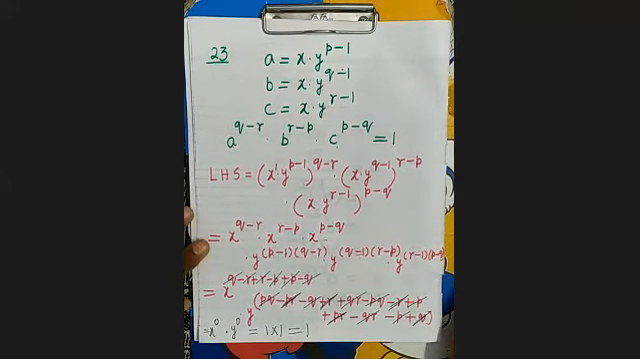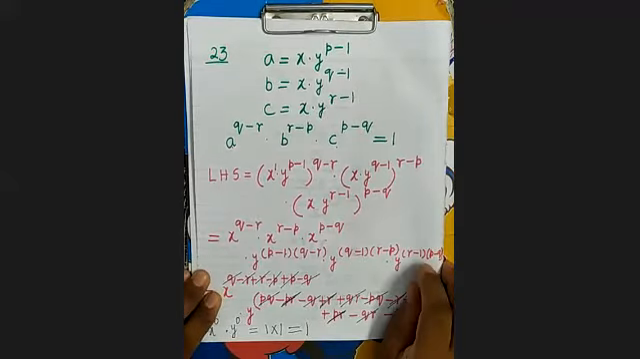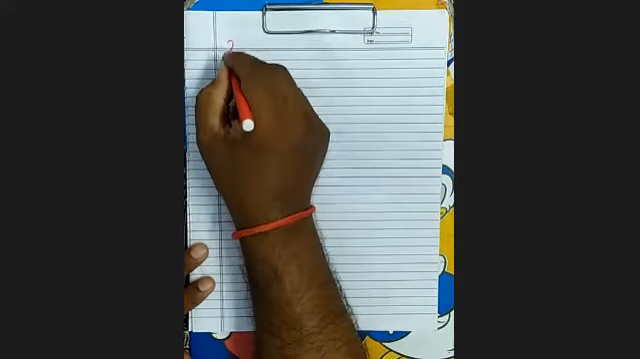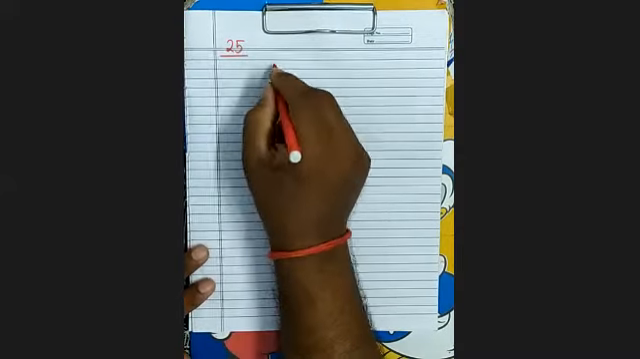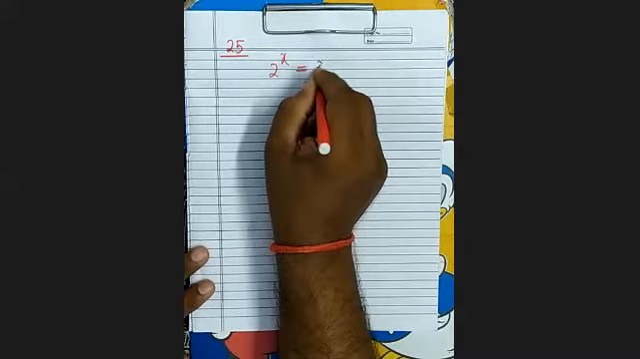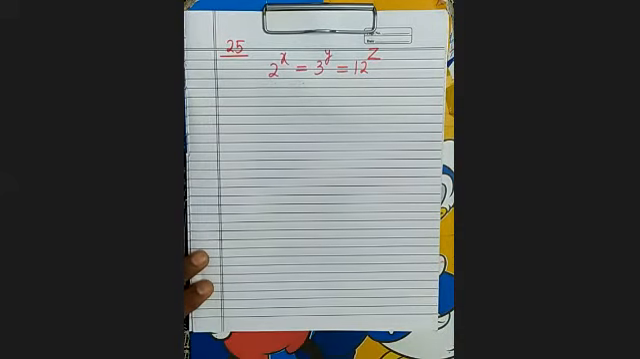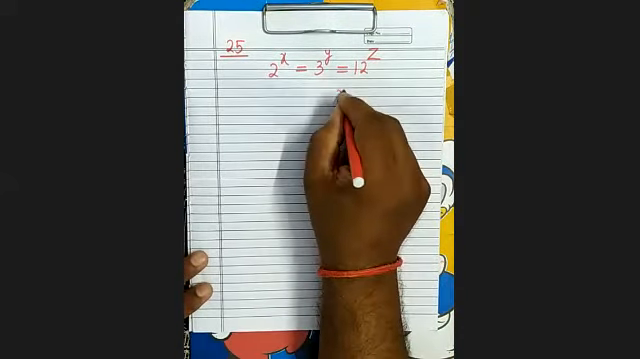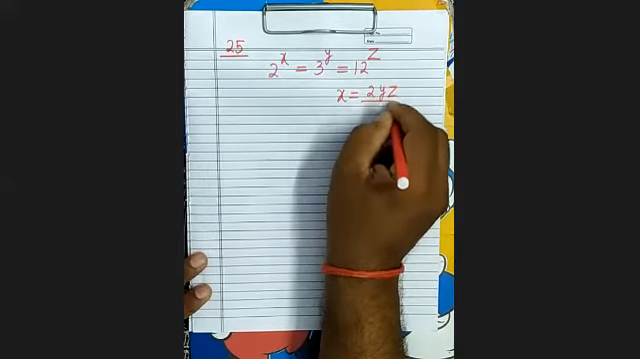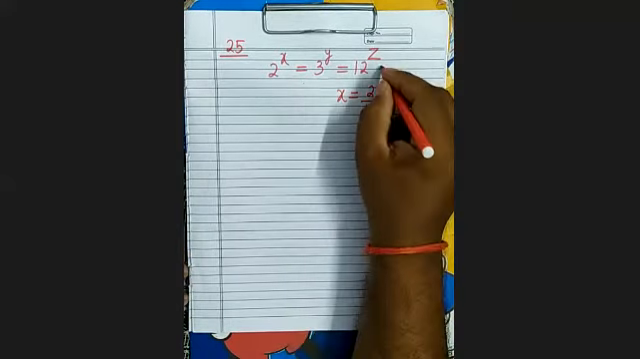So now you can see one more question. 24 and 25 are of similar type. So I am going to do question number 25. Here a rule will apply that you will remember. What is given here? 2 to the power x equals 3 to the power y equals 12 to the power z. And you have to prove that x equals 2yz upon y minus z. This is given.